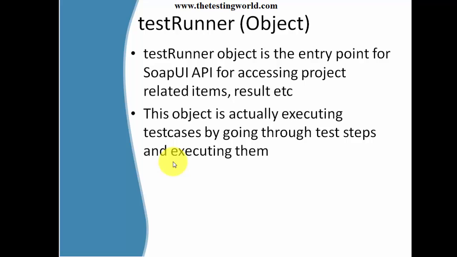The second object which we are going to learn is the testRunner object. Again, it's a default created object. We need not create it. testRunner is, I'll say, the entry point for the SoapUI API. With the help of the testRunner object, we can access project related items, result related items, etc. This object is actually executing the test cases by going through test steps and executing them. So if we are running SoapUI test cases by clicking on the run button, behind the scene, this testRunner object is still used.